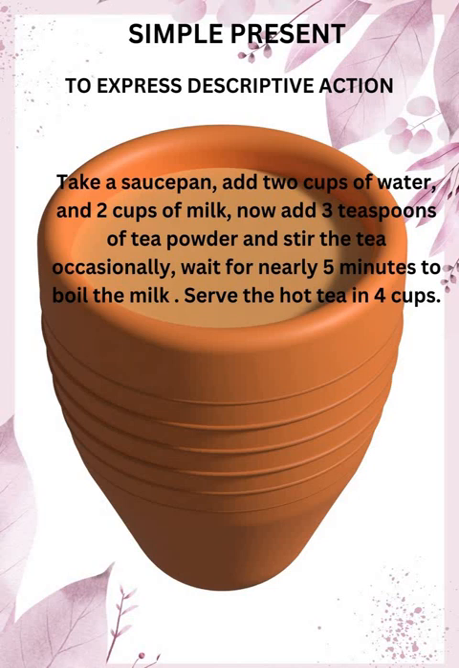See how it is. Take a saucepan, add 2 cups of water and 2 cups of milk. Now add 3 teaspoons of tea powder and stir the tea occasionally. Wait for nearly 5 minutes to boil the milk. Serve the hot tea in 4 cups. So here we simply learn the process of making tea, and at the same time, we have used simple present tense to express descriptive action.